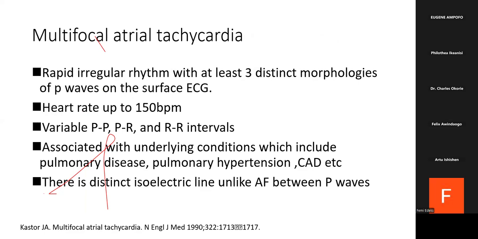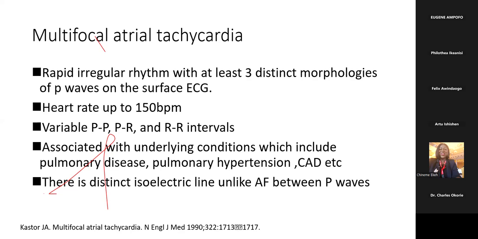In multifocal atrial tachycardia, there are rapid, irregular rhythms with at least 3 distinct morphologies of P wave on the surface ECG. The heart rate is up to 150 beats per minute, and we have variable PP, PR, and RR intervals. Multifocal atrial tachycardia is associated with underlying conditions which include pulmonary disease, pulmonary hypertension, and coronary artery disease.